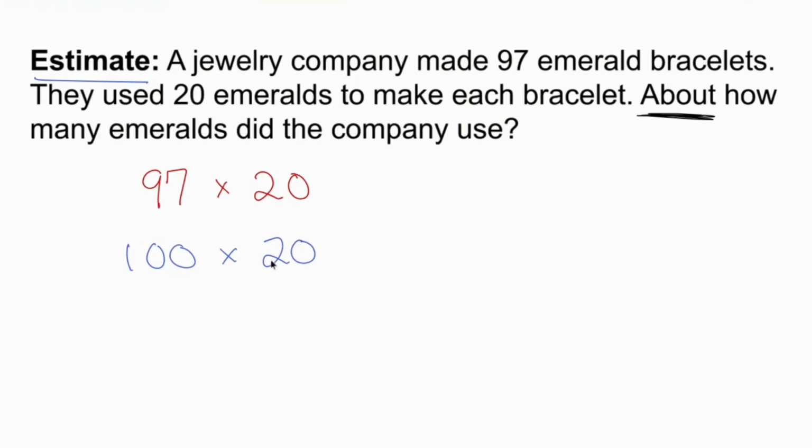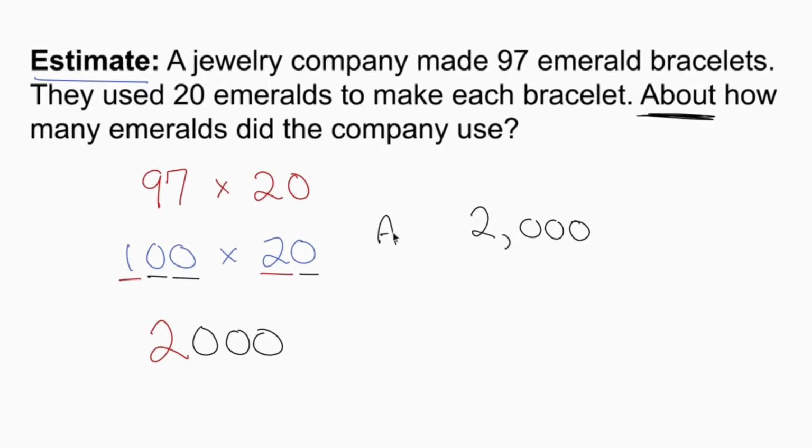Now, whenever you multiply 100 to a number, you multiply 1 to that first digit there, or any other digit that's there. But in this case, it's going to be 1 times 2. Write out your 2. Then what we do is we count how many zeros are at the end of each number. 1, 2, 3. We take those 3 zeros and attach them to that 2. So we end up with 2,000. Since this is a word problem and the question is asking about how many emeralds did the company use, we will say about 2,000 emeralds. And that is our estimate.